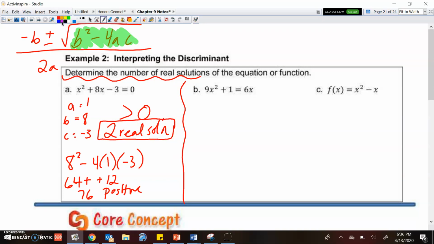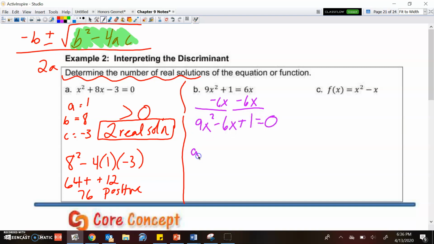All right, let's try letter B. Again, I'm only focused on the discriminant. So I'd find what A is. It's 9. Ooh, this one, I got ahead of myself. Look at this. Not everything's on the same side. It's exciting, huh? So I need to get everything on the same side. I'm going to subtract 6x first. All right, so I have 9x squared minus 6x plus 1 equals 0.